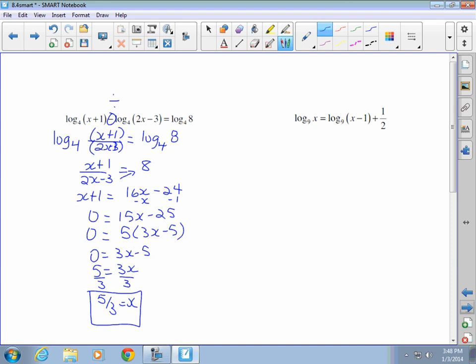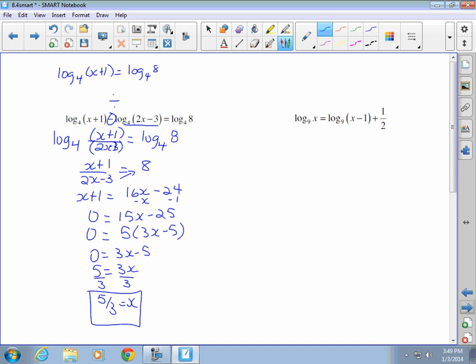One thing you can do also, if you don't like working with the divide, if you don't like working with the quotient, what I could have done here is I could have moved this over to the other side. I could have moved that part over. So I could have said log base 4 of x plus 1 is equal to log base 4 of 8.